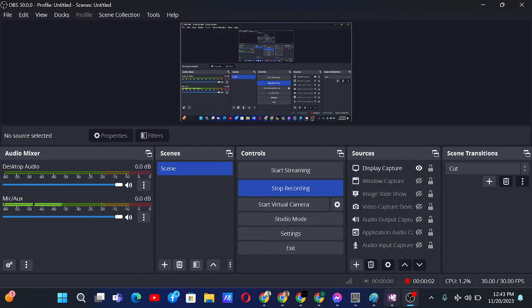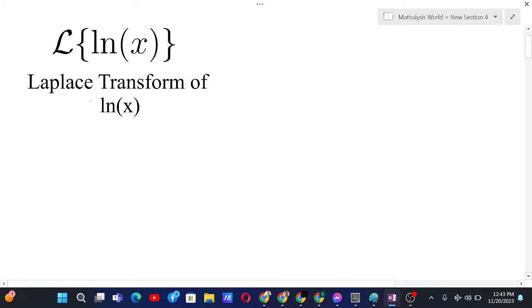Laplace transform of ln x. So in this video, we are going to find the Laplace transform of logarithmic function. Before we begin, it's important to know what Laplace transform is.